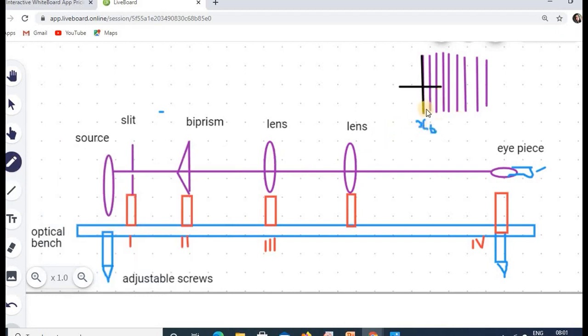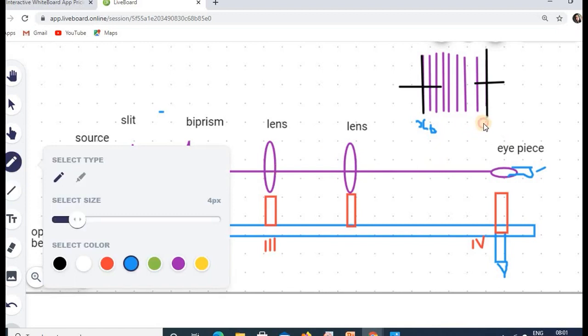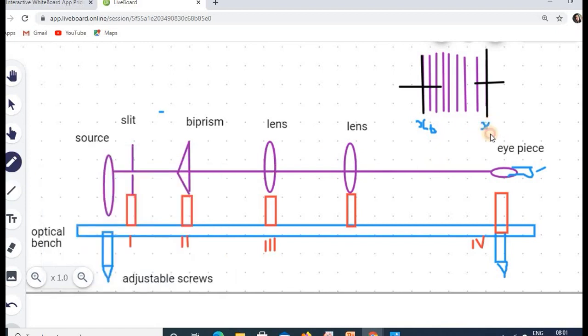Then I'll move to 1, 2, 3, 4, 5, 6, 7, 8, 9. I'll move to the ninth fringe, and I'll again keep my crosswire. So this will be xn, or I can name it as x9.